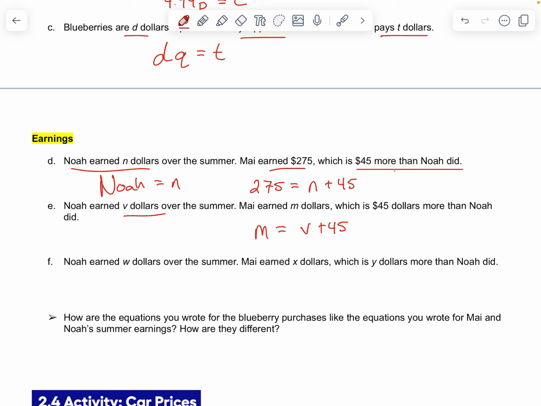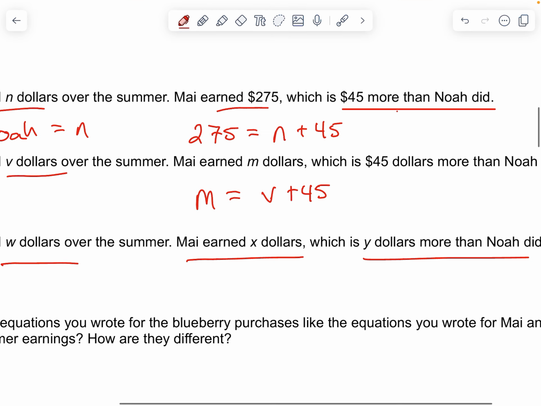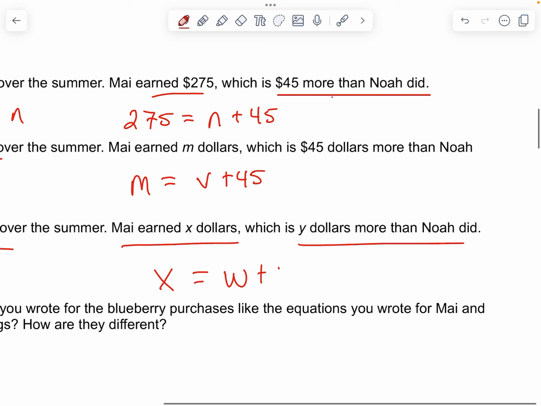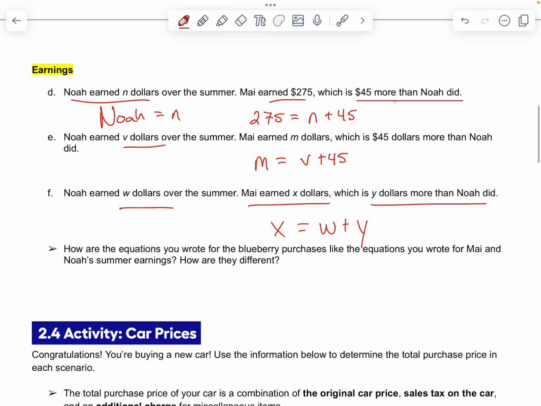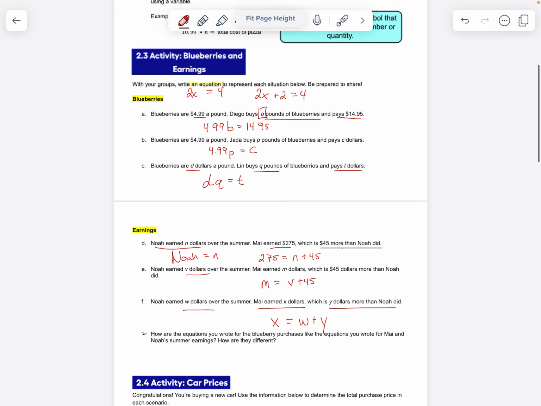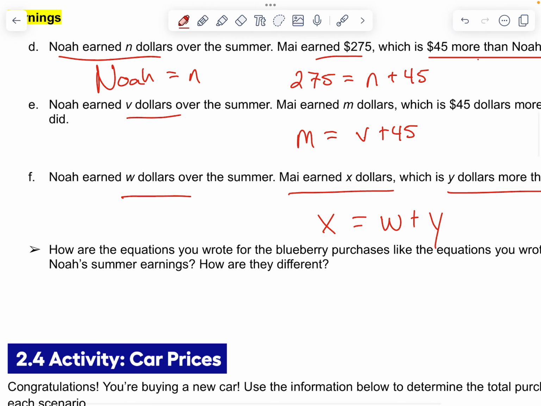Okay, Noah earned W dollars over the summer. May earned X dollars, which is Y dollars more than Noah did. Same thing, only this time May is X, Noah is W, and we don't know how many more dollars it is, but we can plug in a Y. And so then it asks, how are the equations you wrote for the blueberry purchases like the equations you wrote for Mai and Noah's summer earnings? How are they different? Okay, so if we look up here, pretty similar in that we ended up using 3 variables apiece. So more variables as we continued.